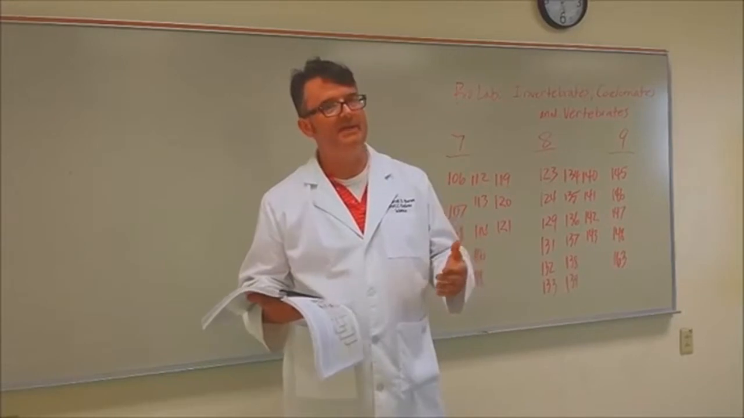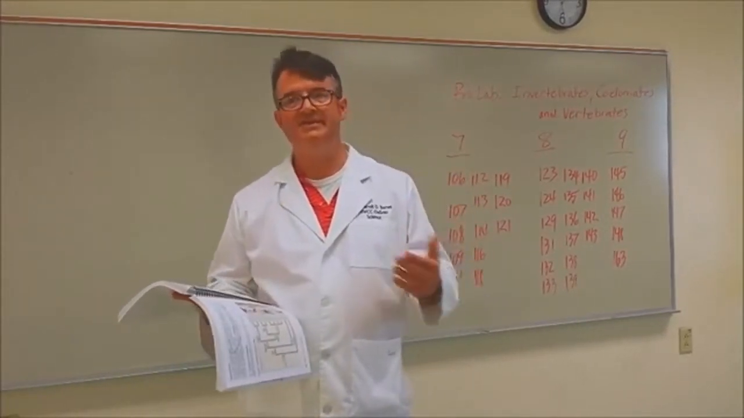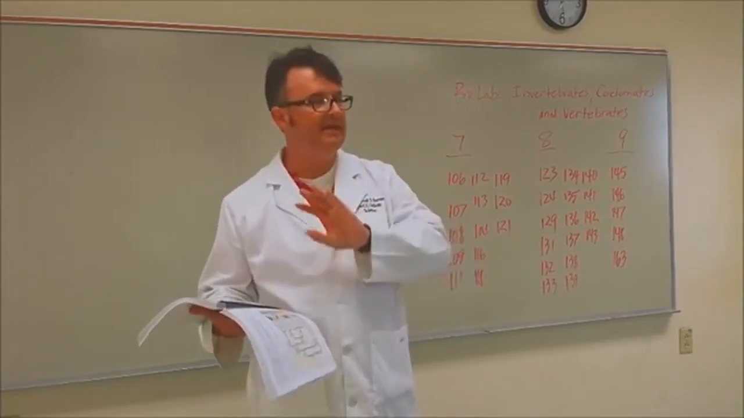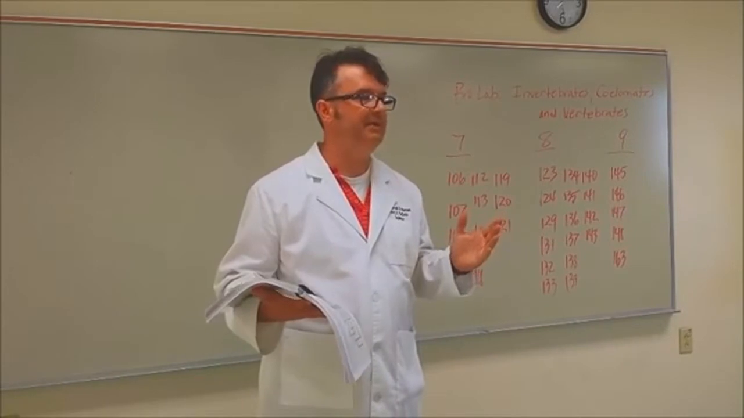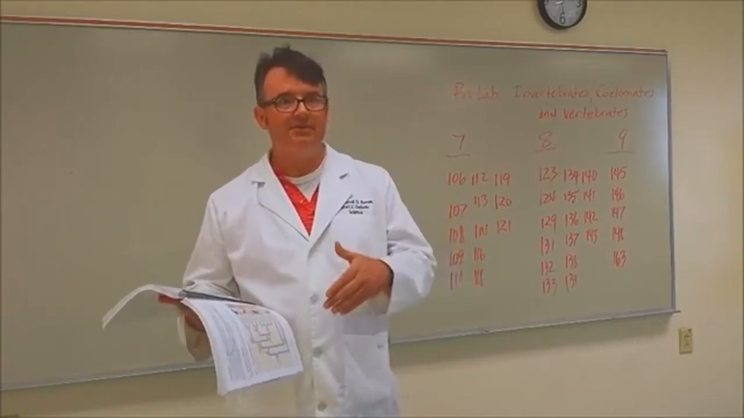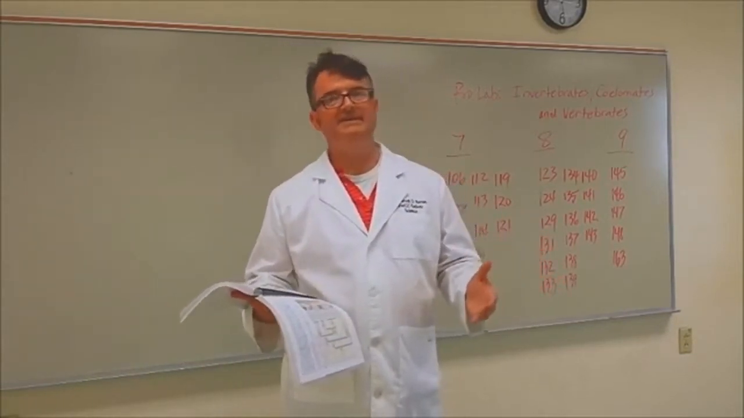Now, why am I saying that? The reason I'm saying that is the mesodermal layer is what defines a coelomate. If a critter has a body cavity that's completely lined by this embryonic layer, mesoderm, it's called a coelomate. If it's partially lined, it's called a pseudocoelomate. If it has no lining like that, it's called an acoelomate.